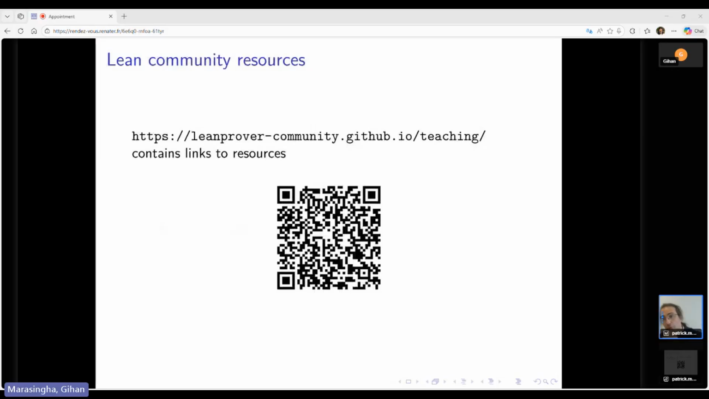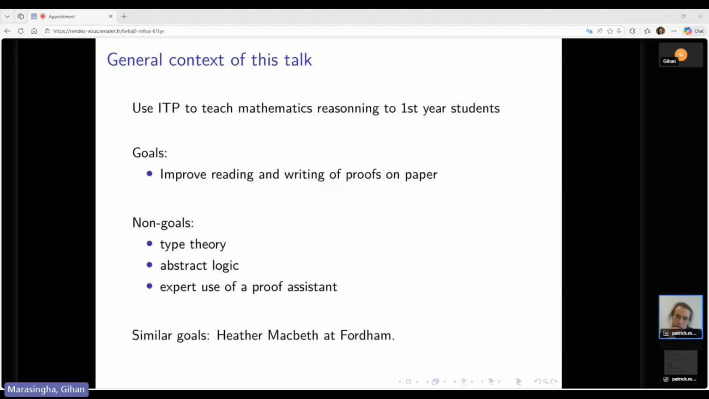So there are community resources if you want to use Lean for teaching. There is a web page with links to existing courses and tricks that you can use on existing libraries. So check it out if you don't know about this web page. And so the general context, again, is using interactive theorem provers to teach mathematical reasoning to first-year students, so very young students. And the goal is to improve reading and writing of proofs on paper. So there is no technological goal, no Lean expertise, no type theory goal.